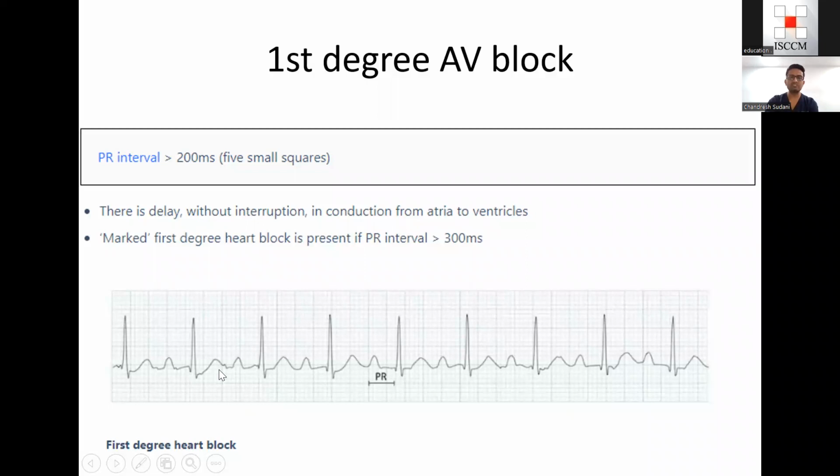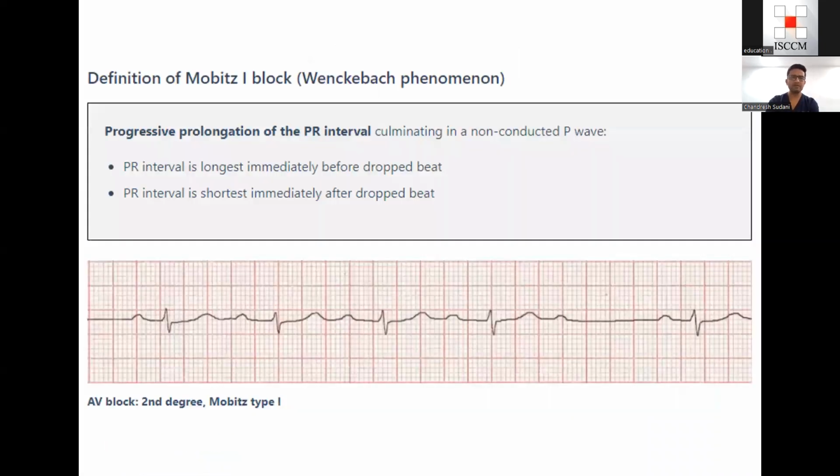Now coming to the second ECG, here it's a Mobitz 1 block. Why is it Mobitz 1? It is actually second degree, but in the Mobitz 1 block, you can see that PR prolongation is there, which is increasing in the subsequent beat, and then again increasing in the third beat, and in the fourth and fifth there is complete disappearance of the QRS complex. So this is the second degree Mobitz type 1 block.